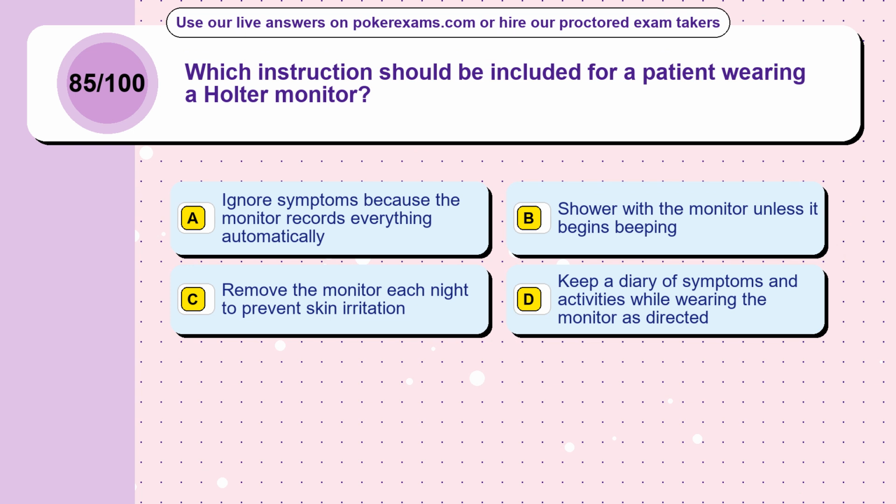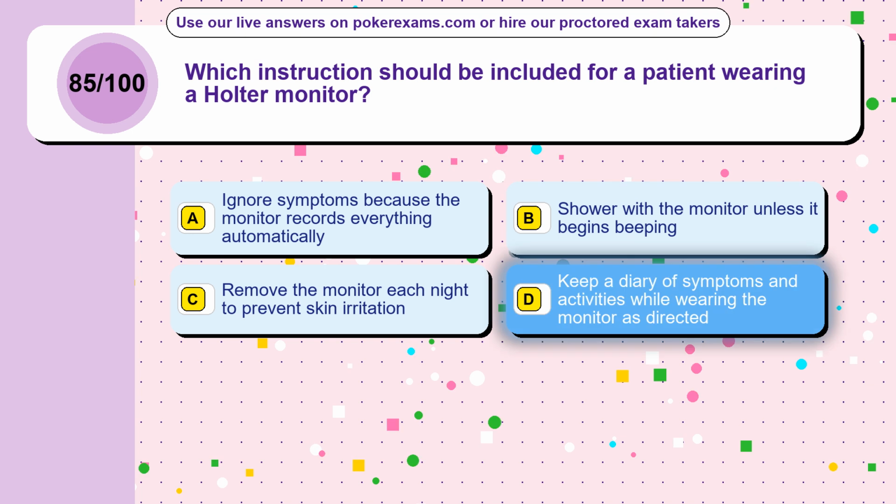Question 85. Which instruction should be included for a patient wearing a Holter monitor? Option A. Ignore symptoms because the monitor records everything automatically. Option B. Shower with the monitor unless it begins beeping. Option C. Remove the monitor each night to prevent skin irritation. Option D. Keep a diary of symptoms and activities while wearing the monitor as directed.